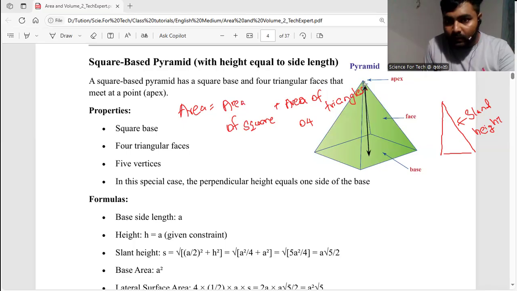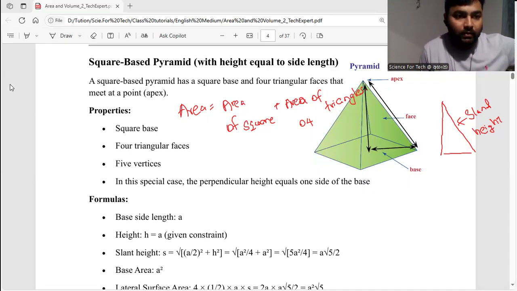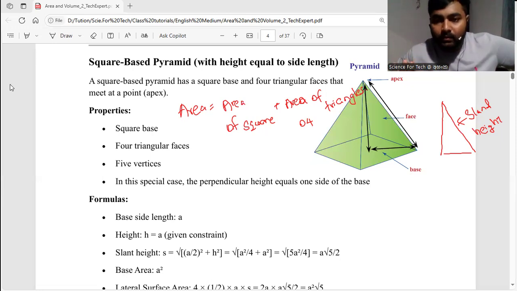This is the perpendicular height, okay? Then this is the slant height. This is the half of diagonal. Half of diagonal. Please carefully look at this one, okay?